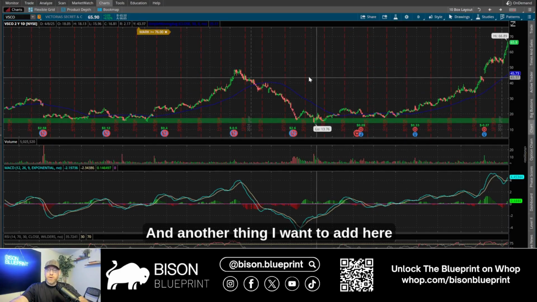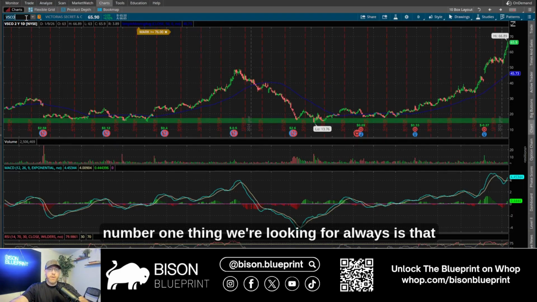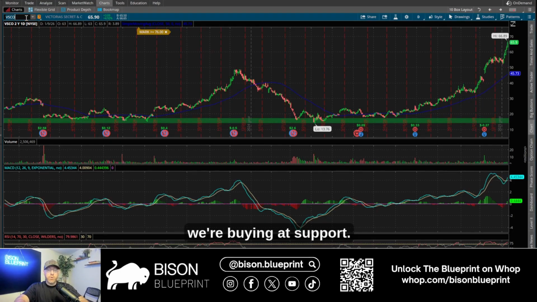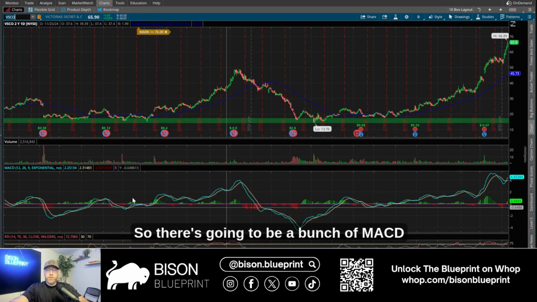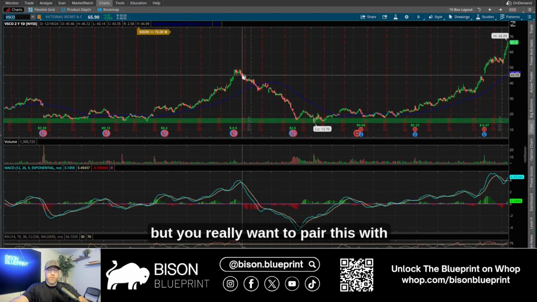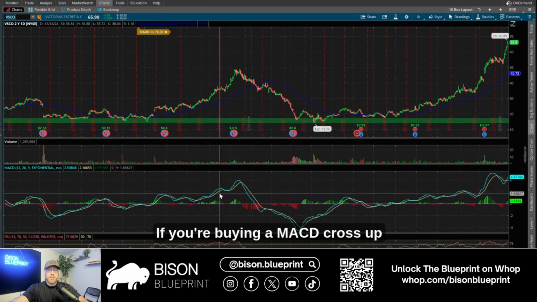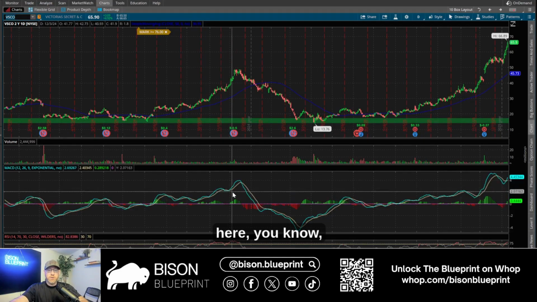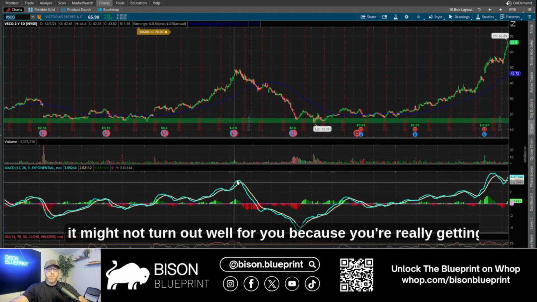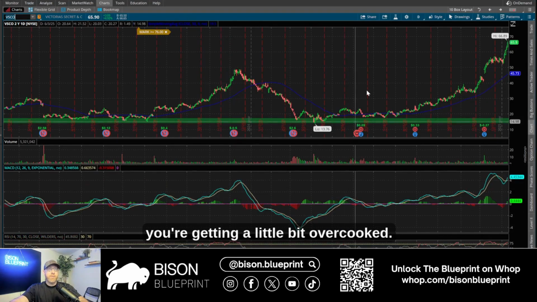And another thing I want to add here is, as part of the Bison Blueprint, the number one thing we're looking for always is that we're buying at support. So there's going to be a bunch of MACD crosses. They're going to happen all over the board, but you really want to pair this with support levels so that you're getting the best price. If you're buying a MACD cross up here, it might not turn out well for you because you're really getting, as the RSI indicates at the bottom, you're getting a little bit overcooked.